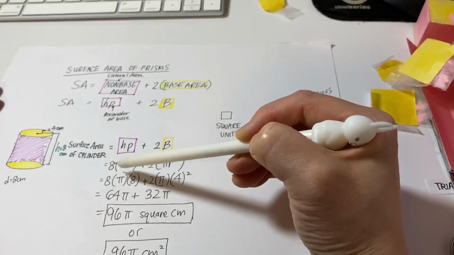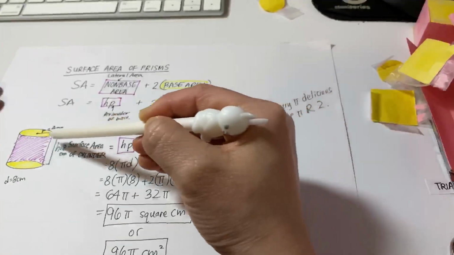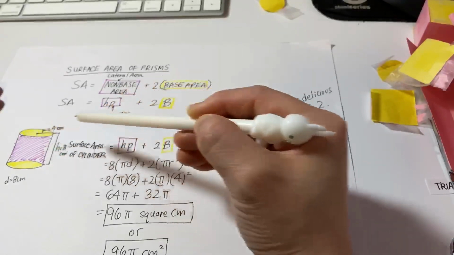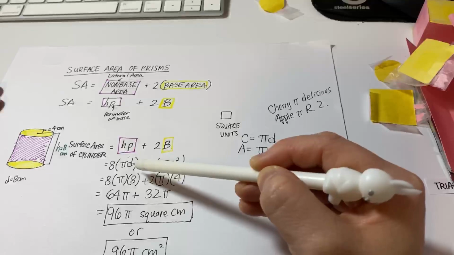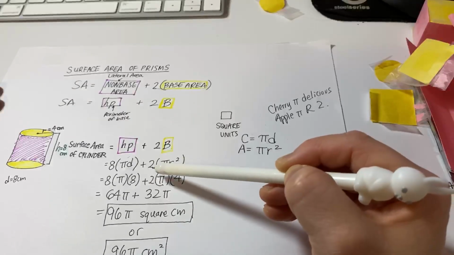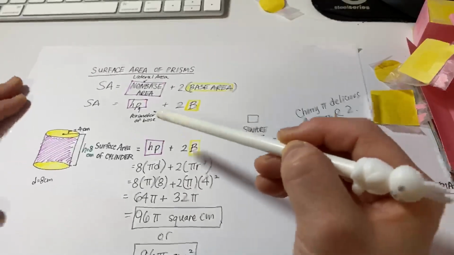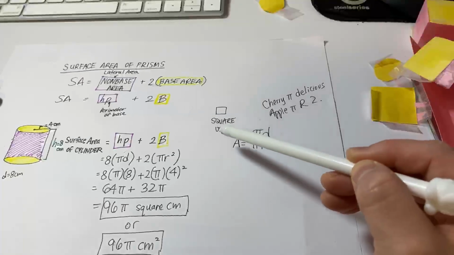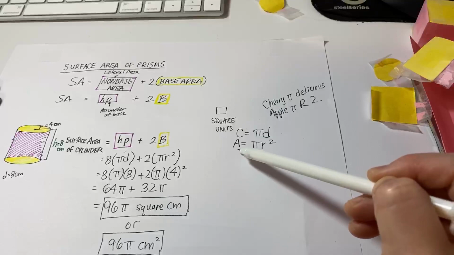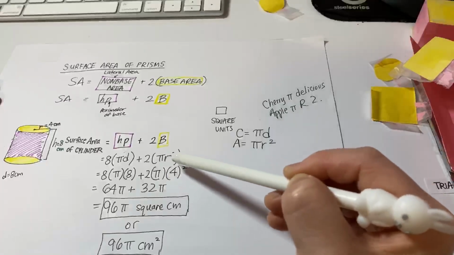So we plug that in. The perimeter of the base. Well, the base is a circle and the perimeter is circumference, which is pi d. So I plug that formula in. Plus 2 times B. Capital B is the base area. So since the shape is a circle, the area of a circle is pi r squared.